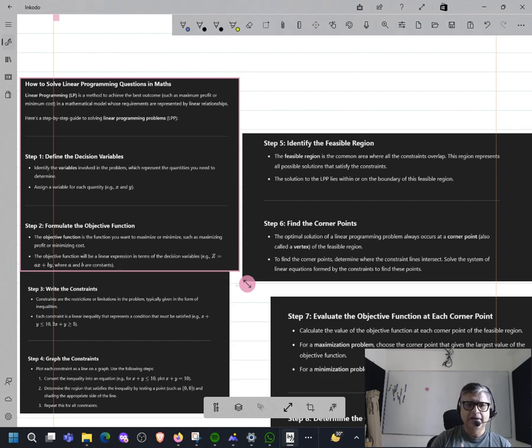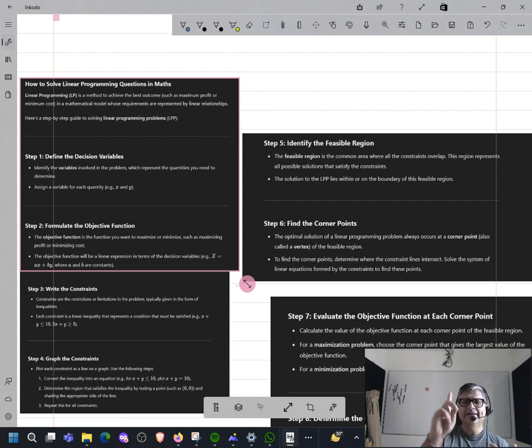But the next step is constraints. The total money I have in my pocket, 2,500 rupees per table. So the total money 2,500 into y, and then I have the cost of chair plus the number of chairs into cost of one chair should be less than or equal to 50,000. I cannot go beyond that, right?